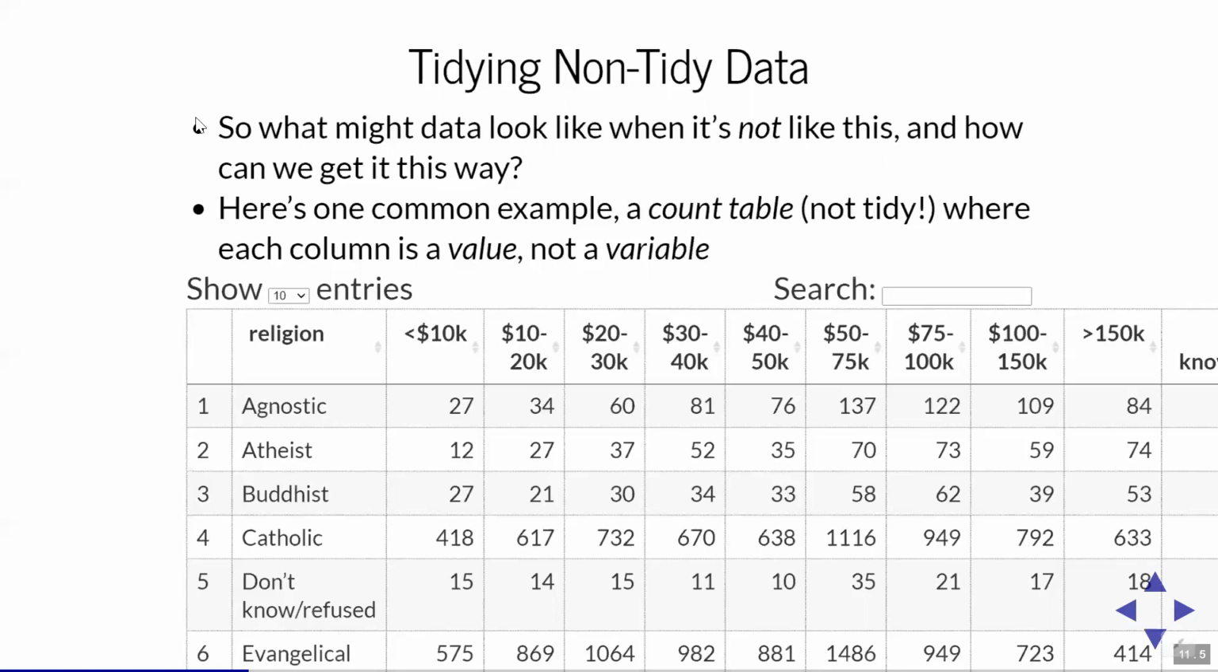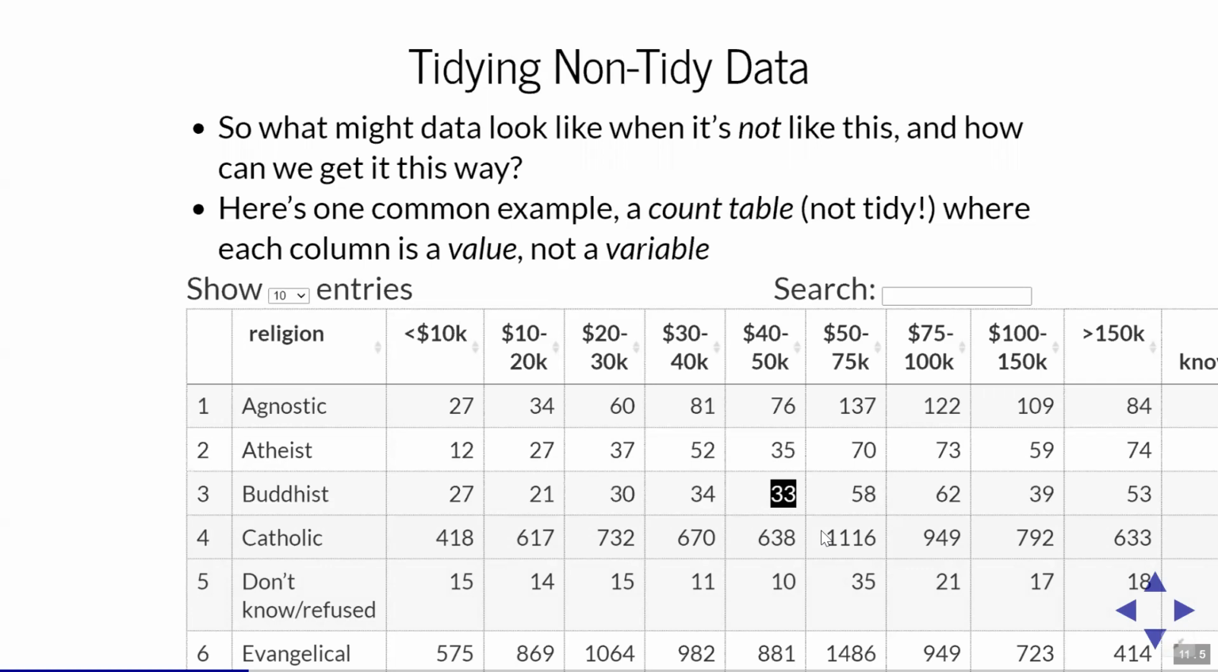Okay. So here's a common example of some non-tidy data. This is what's called a count table. You might often see this in a business context. A count table has some categories along the rows, some other categories along the columns, and then it shows you the number of observations that you have in each of those buckets. So here we have, let's see, 33 Buddhists in this data who earn $40,000 to $50,000 a year, right?